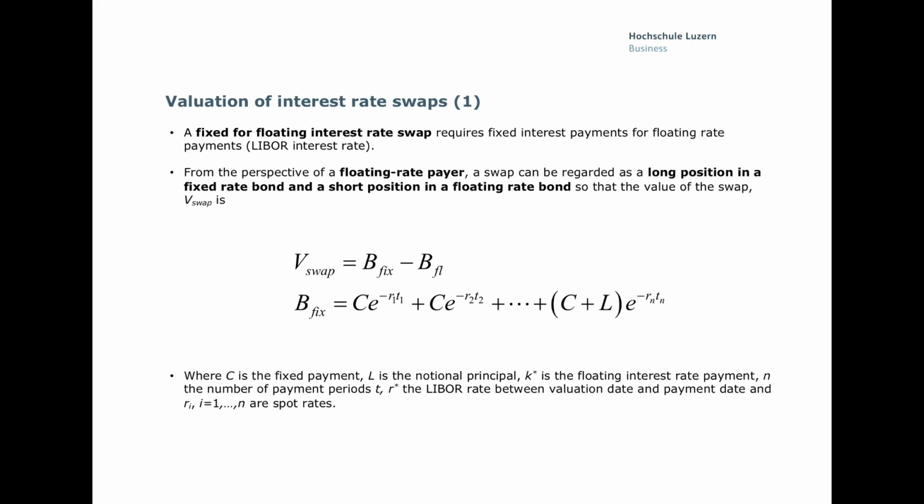The value of the fixed rate bond, B fixed, can be determined by using standard bond valuation techniques as described in our e-learning course 3 about fixed income analysis. The value of the bond is simply the present value of all the cash flows that will be received by the owner of the bond. In our notation, C is the fixed payment and L is the notional principal.